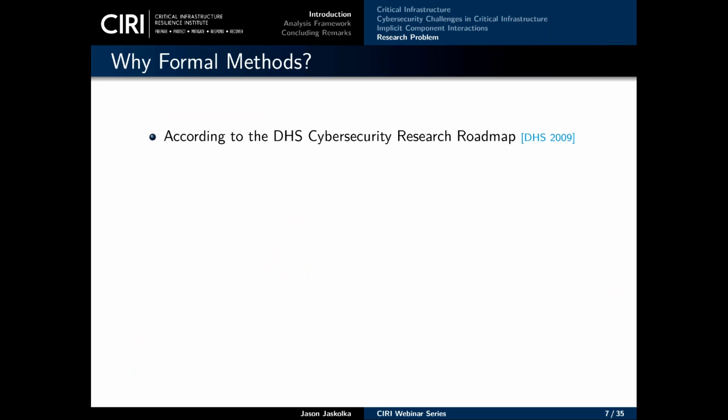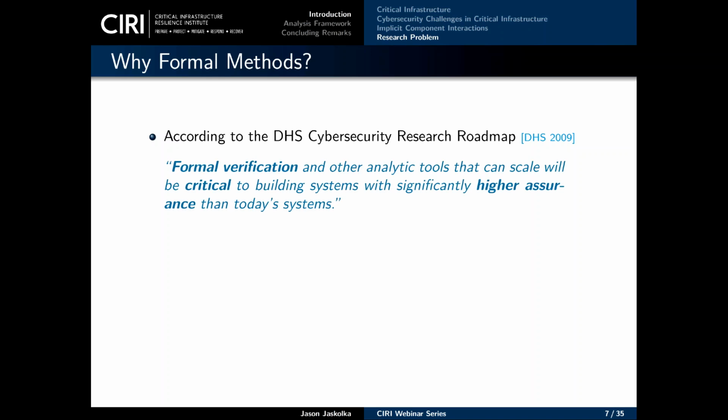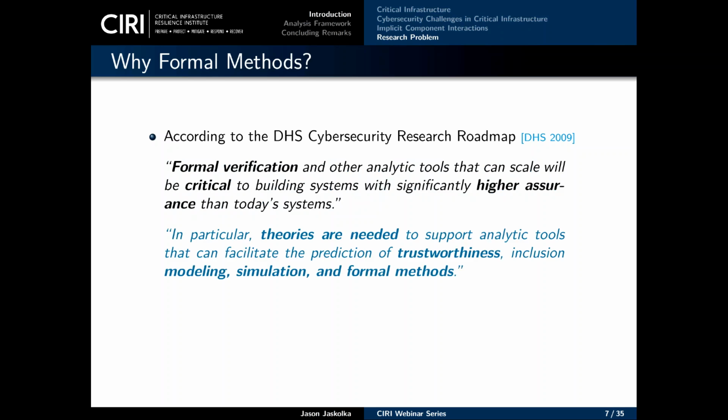So why do we want to take this formal methods, really mathematically rigorous approach? According to the DHS Cybersecurity Research Roadmap, there were a number of quotations that you can take out of this, really calling for this kind of research, this formal, rigorous, systematic engineering approach to addressing these kinds of cybersecurity issues. So for example, formal verification and analytical tools that are going to scale well are critical to building systems with high assurance. We find that theories are needed to support analytic tools and facilitate the prediction of trustworthiness. And this means modeling systems, simulating them, using formal methods to verify particular properties about them in terms of safety, security, and reliability.